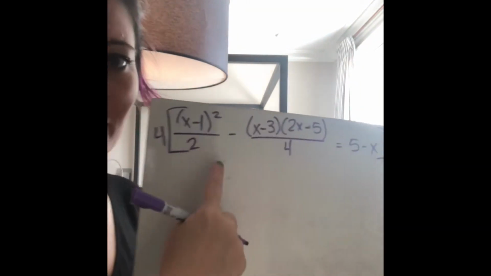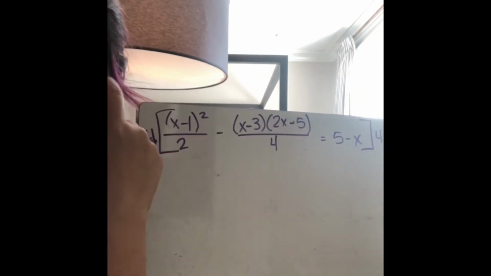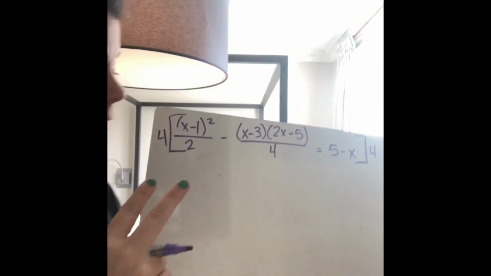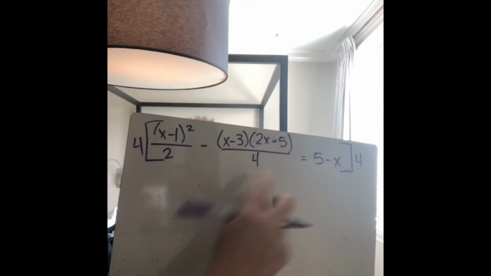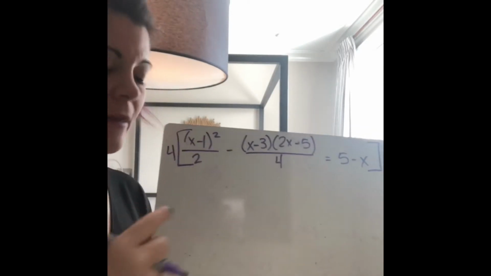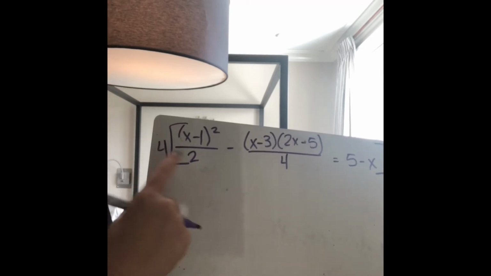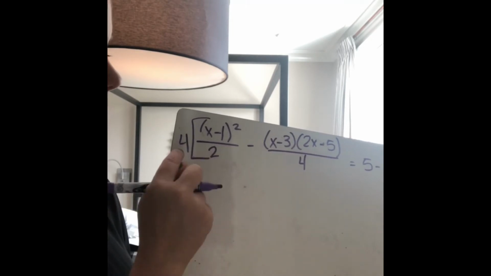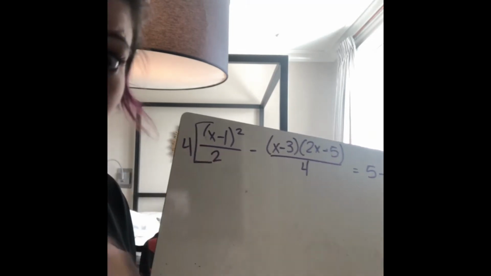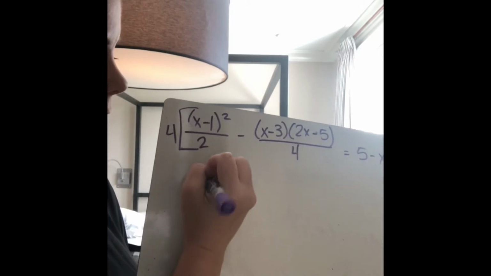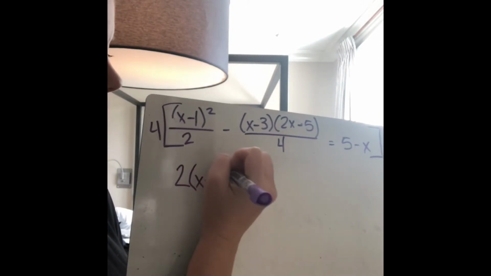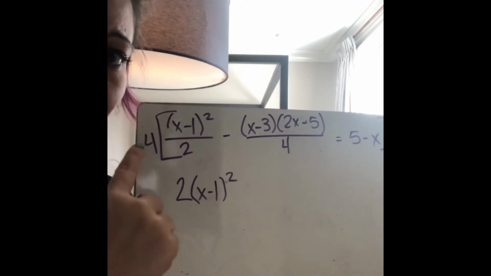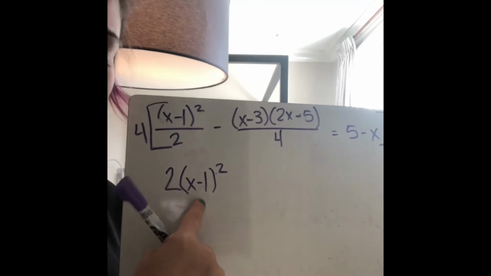Okay, so starting with this first term, terms are separated by addition and subtraction. So you have to multiply each term by the 4. Starting with this one, 4, and since this has a denominator of 2, we can say 4 divided by 2 is 2. So we have the 2, and then we still need to multiply it by the (x minus 1) squared, because we just simplified by multiplying this term by 4, since 4 divided by 2 is 2, but we still have to multiply it by that.